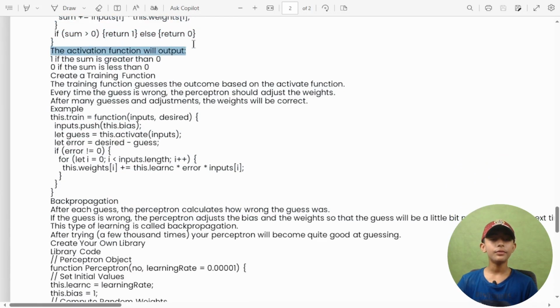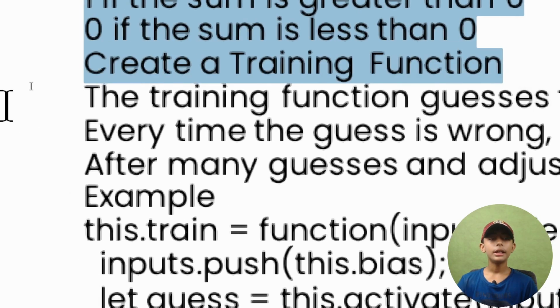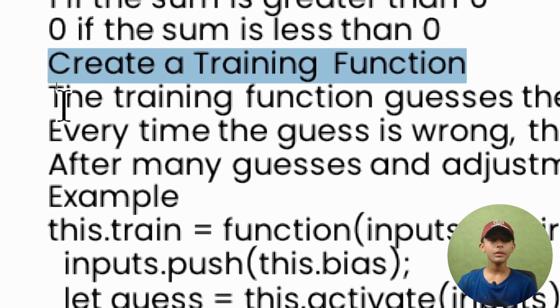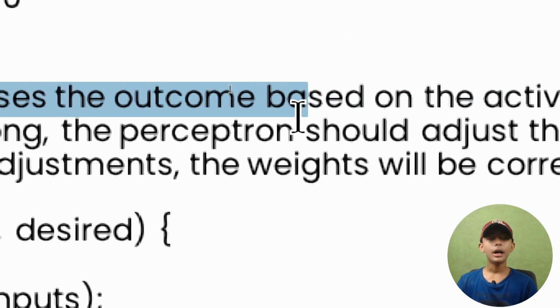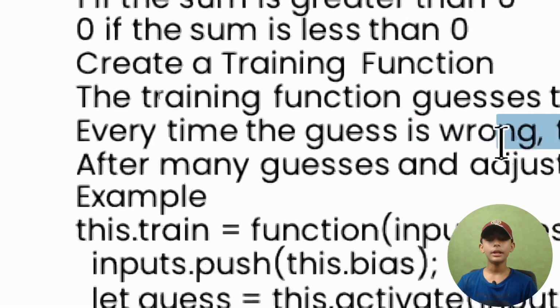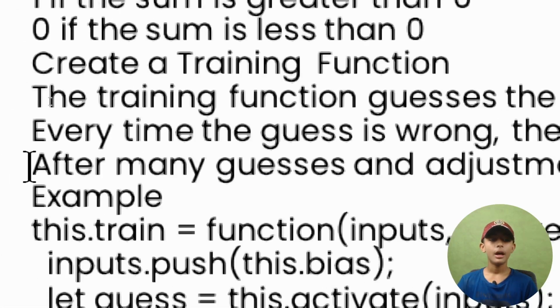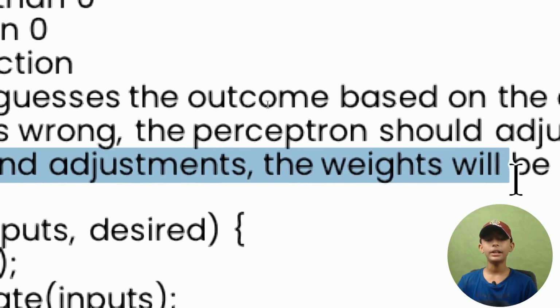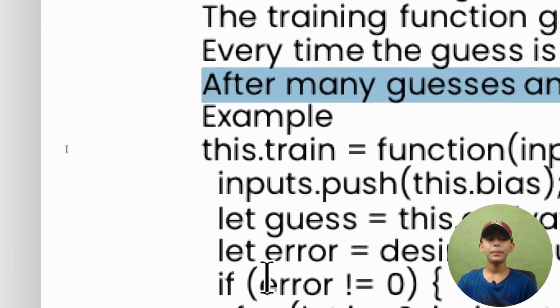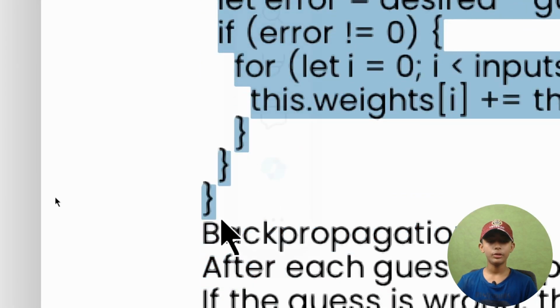The activation function will output 1 if the sum is greater than 0, and 0 if the sum is less than 0. Create a training function. The training function guesses the output based on the activation function. Every time the guess is wrong, the perceptron will adjust the weights. After many guesses and adjustments, the weights will be correct. For example, like that. Here you can see it. Let me show this example to you.